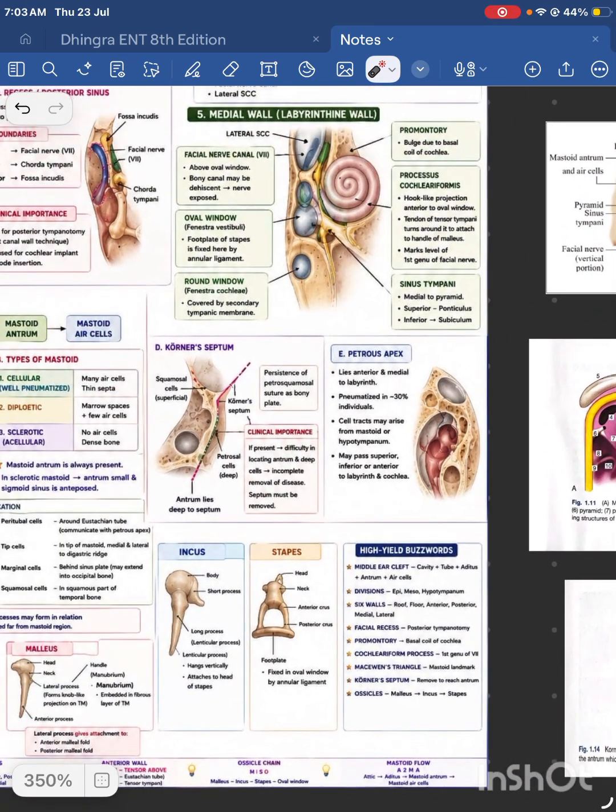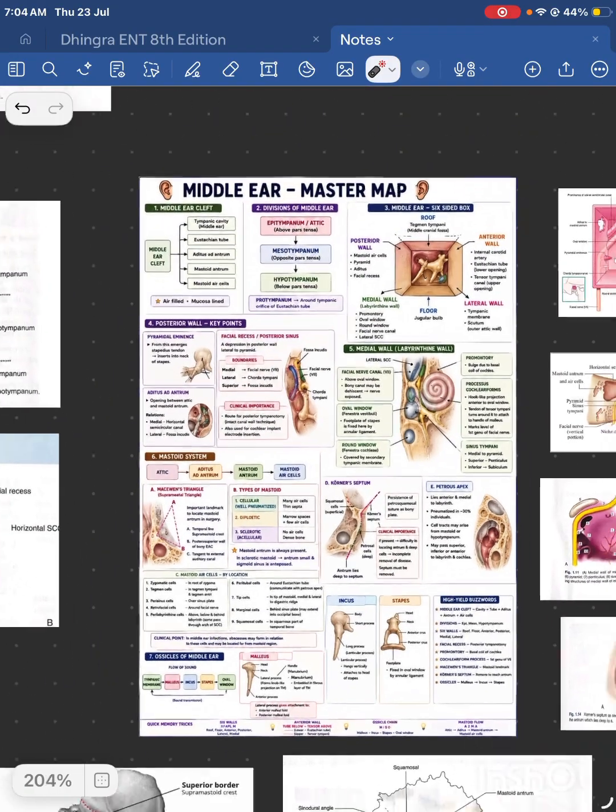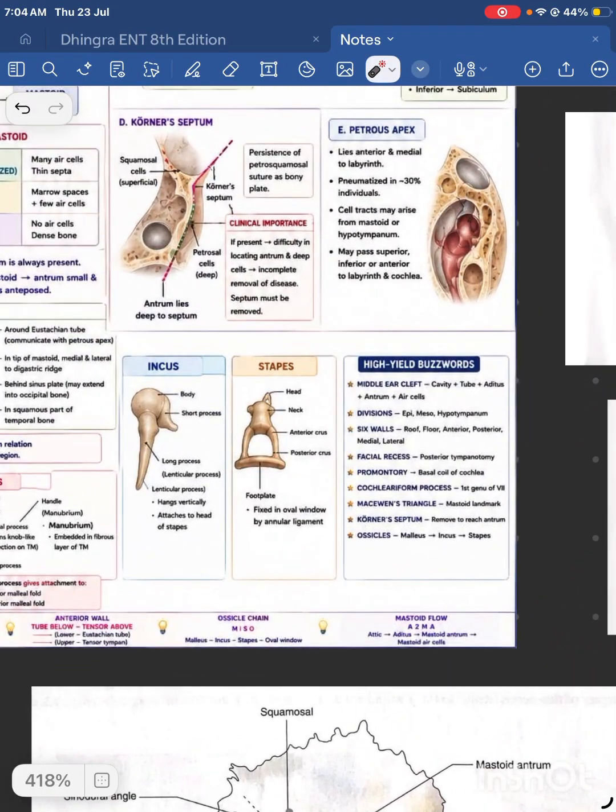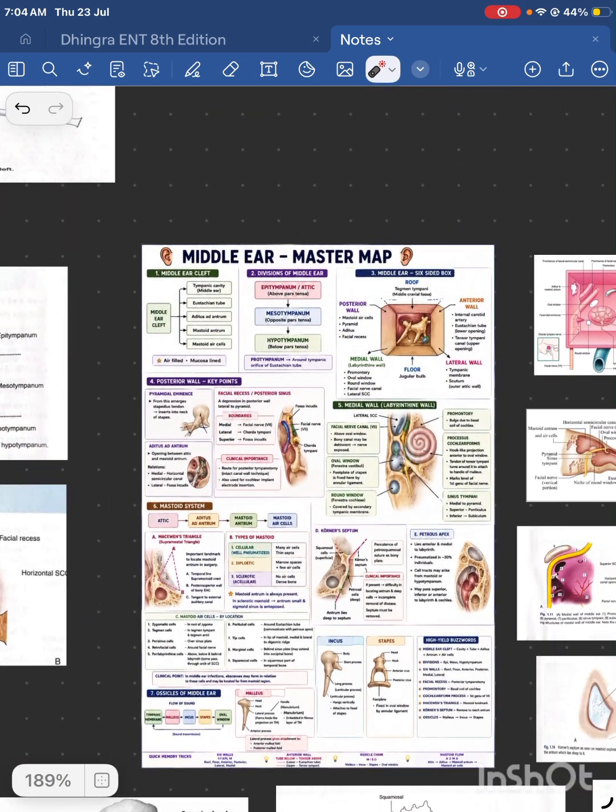Okay, great. So we have done the middle ear cavity. If you see the buzzwords: the middle ear cleft consists of cavity, tube, aditus, antrum, air cells. Divisions are epi, meso, hypo. Six walls are there. Facial recess is there. The promontory is the basal turn of the cochlea, the cochleariform process, the first genu of the 7th nerve. McEwan's triangle, mastoid landmark, Korner's septum removed to reach the antrum, ossicles. So by this we have completed the middle ear cavity. I hope you have understood it.